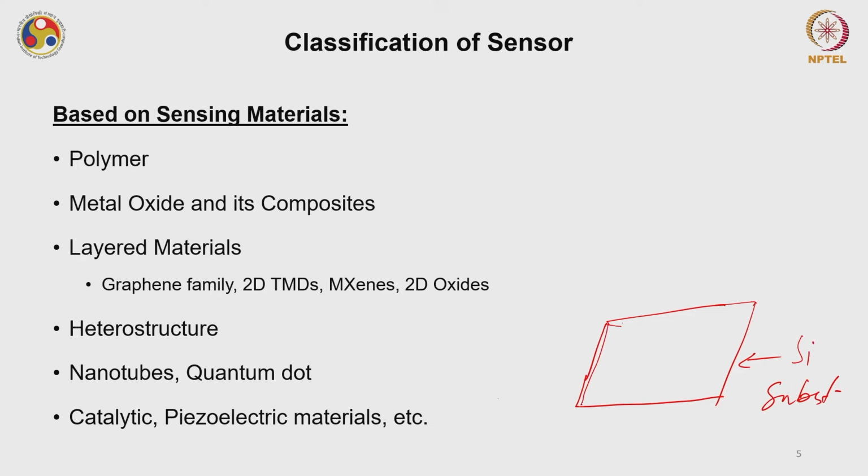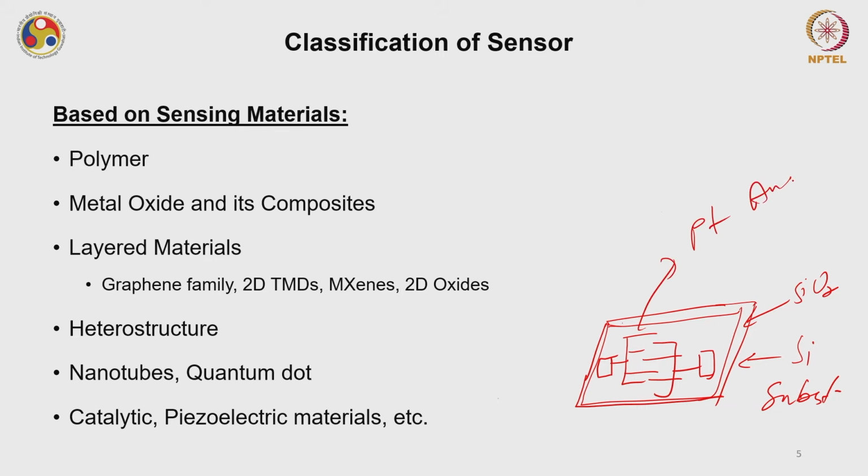On top of this, I have an oxide layer, which is SiO2. On top of that, say I have an interdigitated electrode. Interdigitated electrodes are used to increase the current levels in these microsensors. These electrodes are usually made of platinum or gold or any other metal, depending on the metal semiconductor junction it forms, whether it is Schottky or ohmic. Usually we prefer ohmic contact.